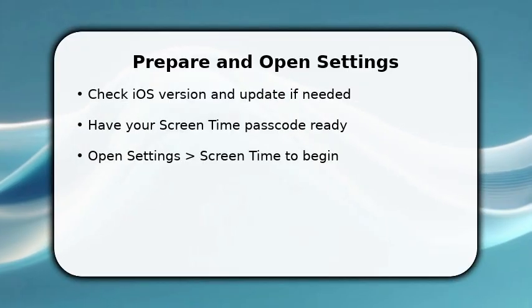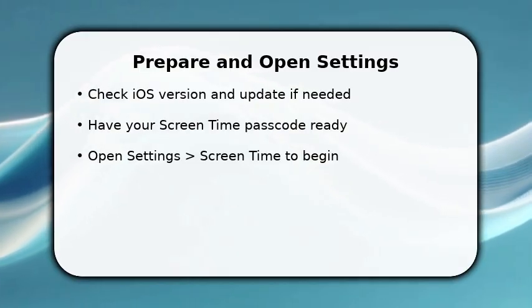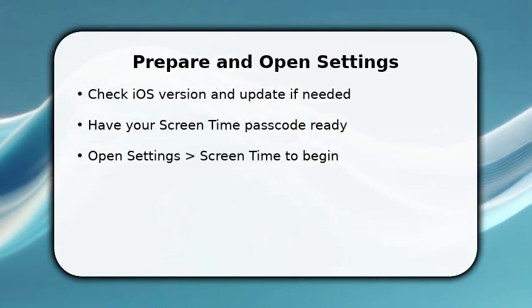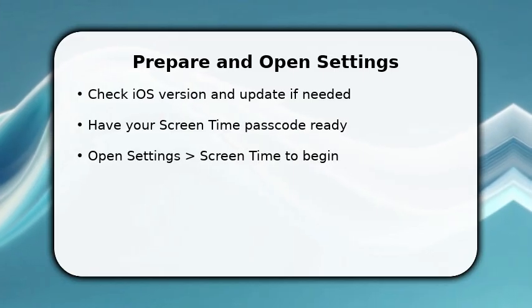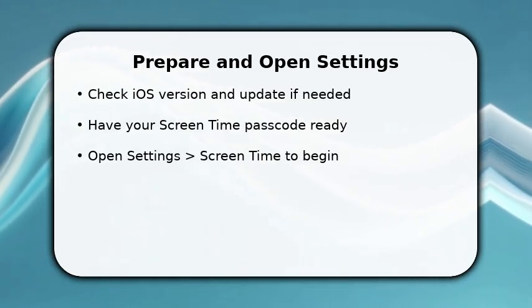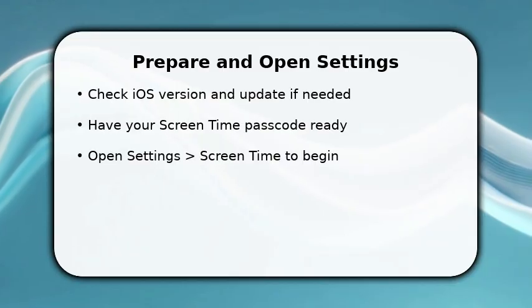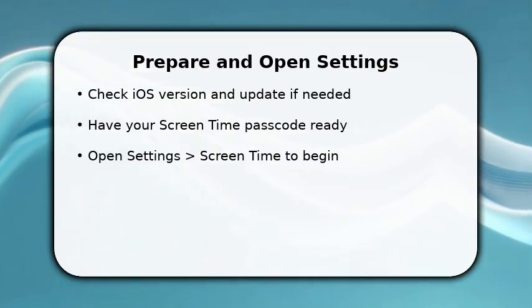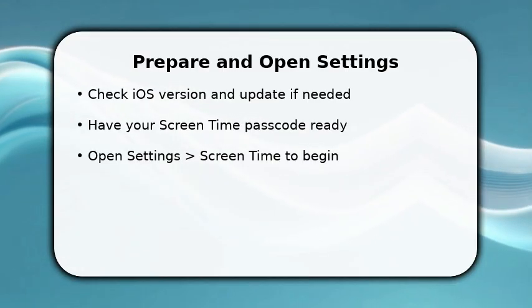You start by confirming iOS is up to date and that you know the screen time passcode. This avoids interruptions. Once done, open Settings and tap Screen Time. If screen time is off, turn it on now so options appear. Make sure you're on the device whose restrictions you'll change.